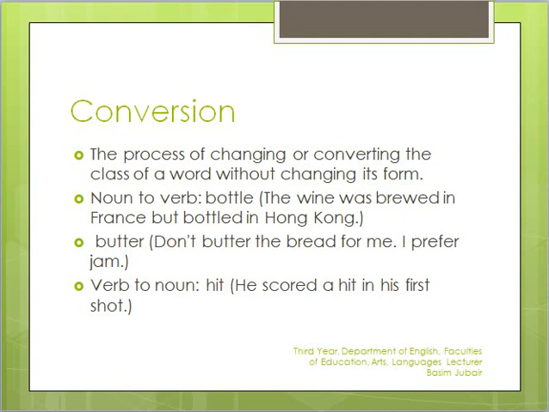For example, bottle. The wine was brewed in France and bottled in Hong Kong. You see, bottle is a noun, and we convert the noun bottle into a verb, bottled. But the form is the same. There's no difference unless we add the verb inflections. Or butter. Don't butter the bread for me. It is a noun, butter, but here it is used as a verb.